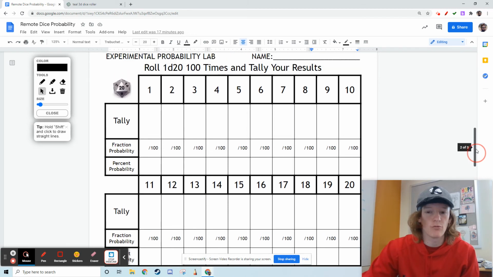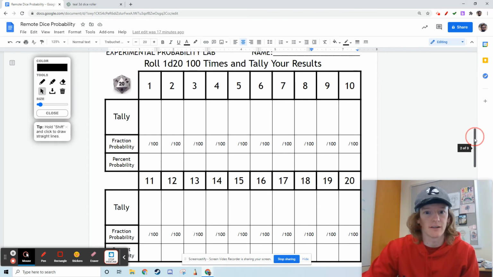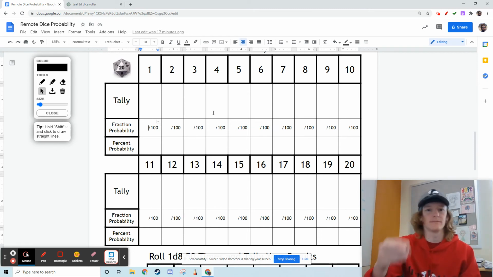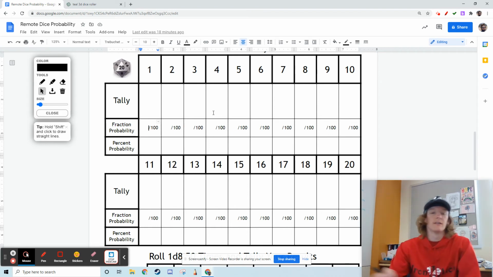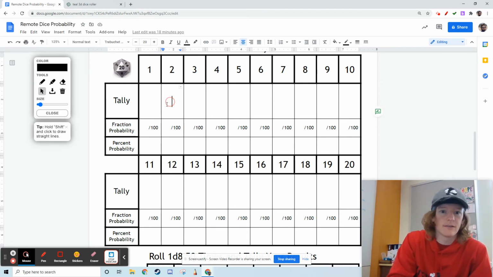Because we have so many possible results, we're going to do this 100 times. On this, you'll have to type in your responses, or if you want, you can write this on paper, or print this and send me a picture. You don't have to type your tallies, but you do need to type in your responses for your fractions and percents.